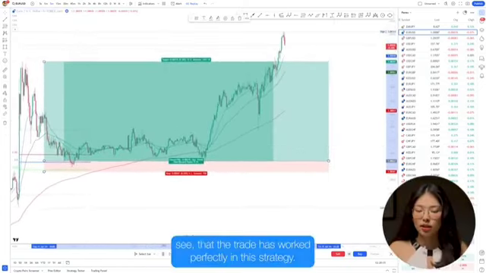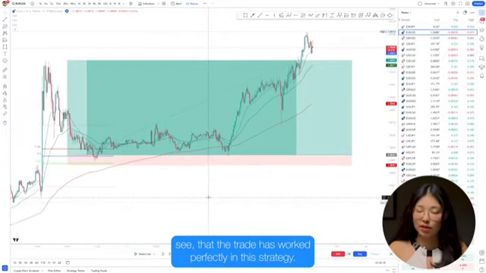And we can see that the trade has worked perfectly in this strategy.